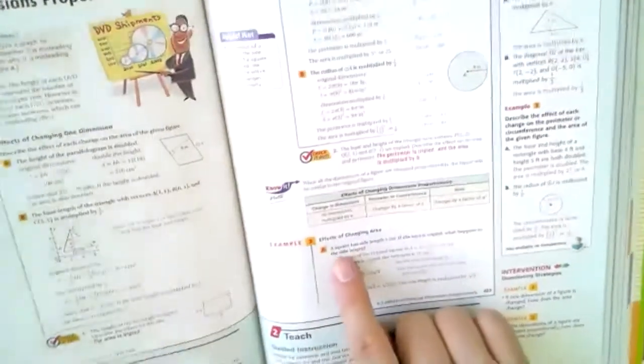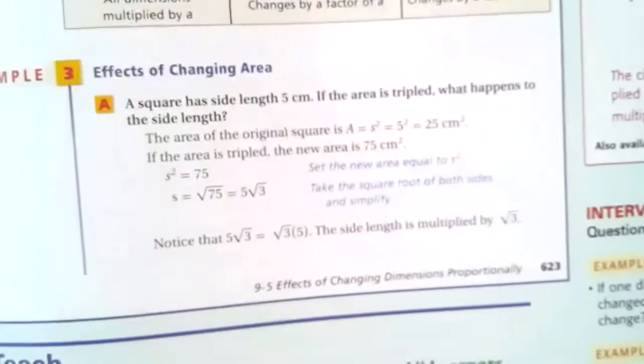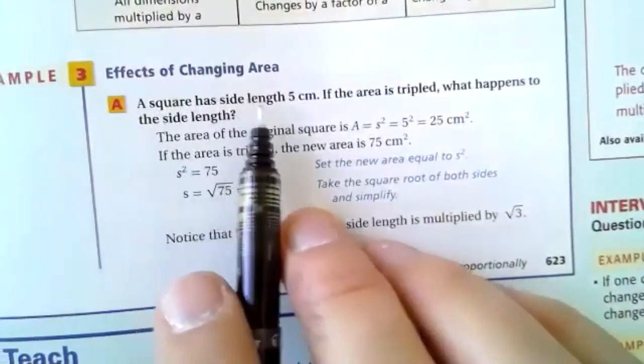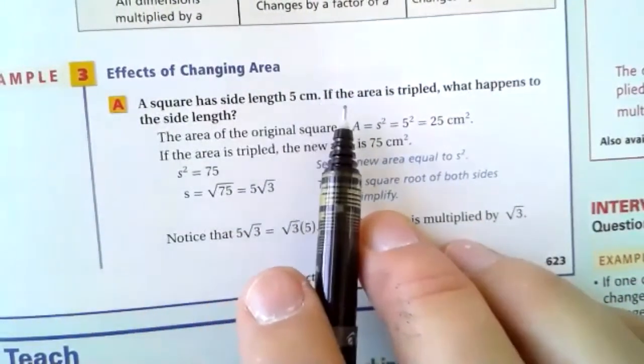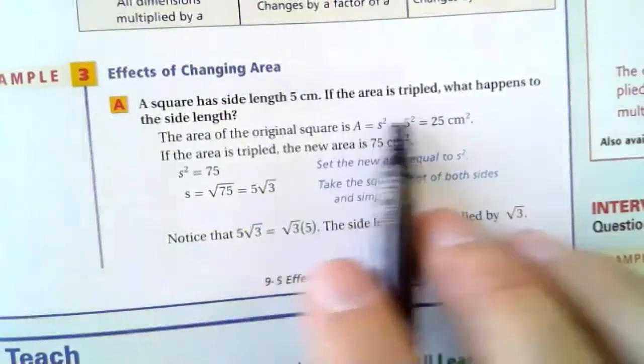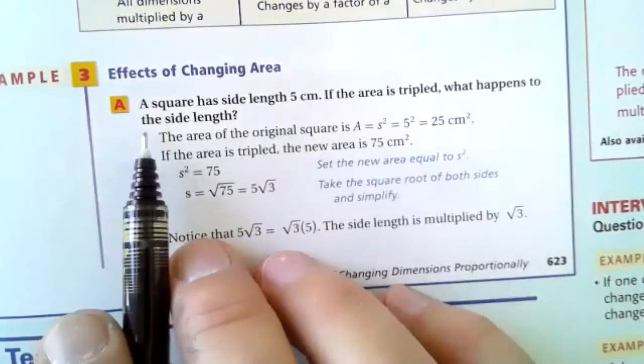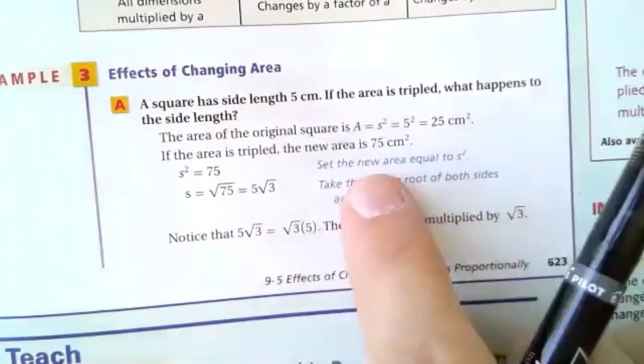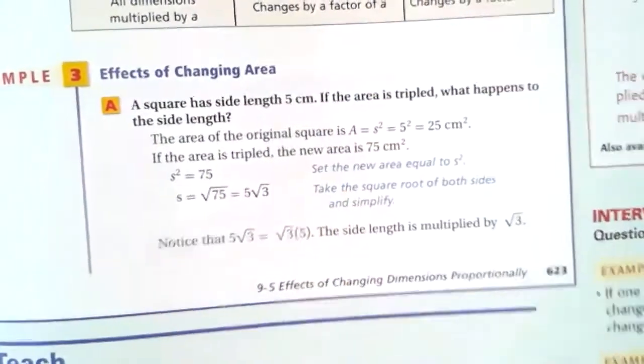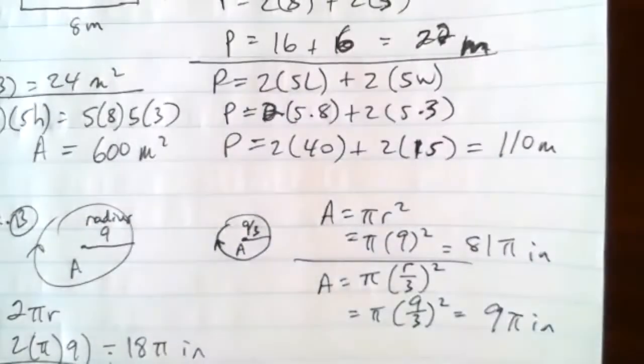So let's talk about the effects of changing area. One last little note that we're going to add to our notes: a square has side length of 5 centimeters, and area is tripled. If the area is tripled, what happens to the side length? So in other words, we're going to go backwards here. So let's pull this over here and draw this out.